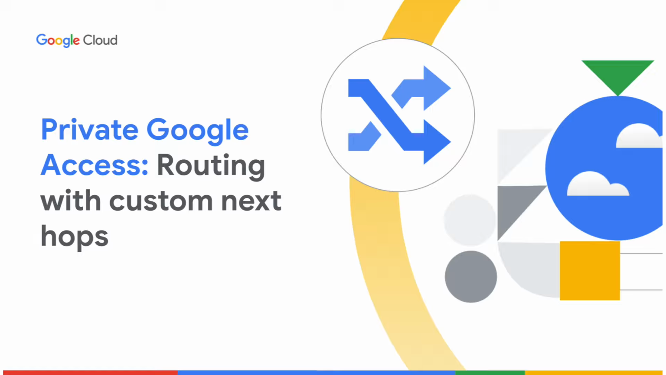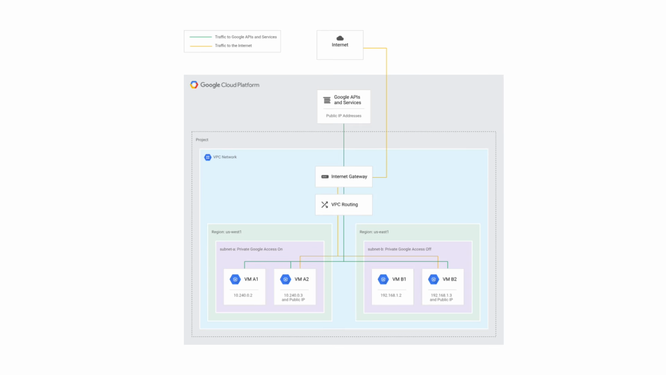In this video, you will learn how to configure a supported routing path for Google APIs that bypasses your custom firewall or proxy. Previously, we looked at a very simple path for Compute Engine instances to reach Google APIs and services using private Google access. But in the real world, enterprise networks are rarely that simple.